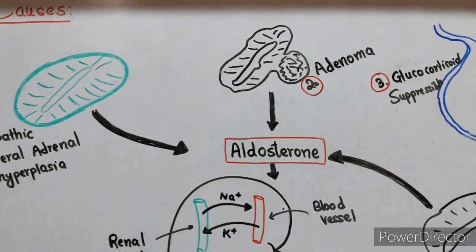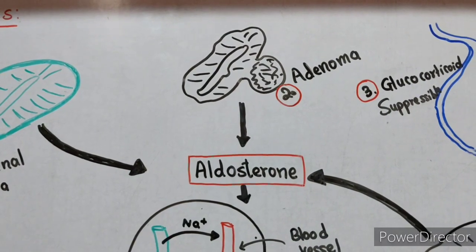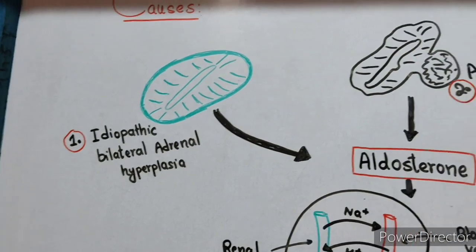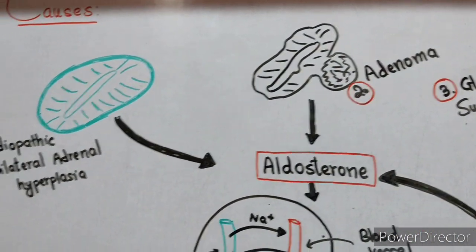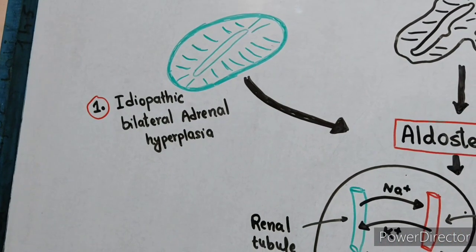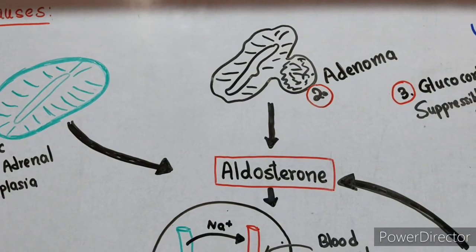The second most common cause is aldosterone producing adrenal adenoma. When we compare the patients of idiopathic bilateral adrenal hyperplasia and adrenal adenoma, then these patients tend to be slightly older and present with less severe hypertension than adrenal adenoma.